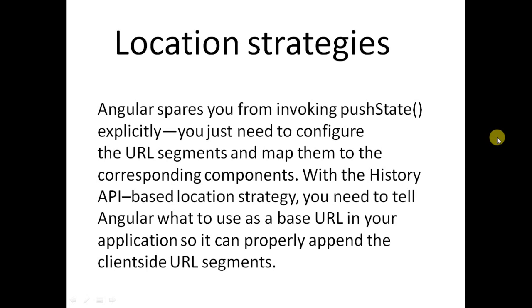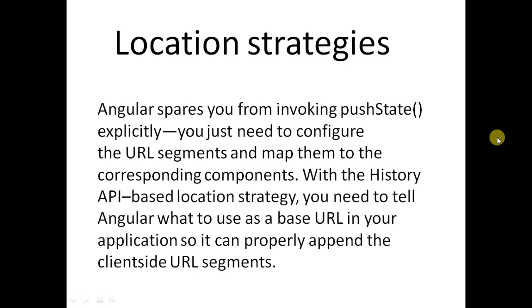Angular offers two location strategies for implementing client-side navigation. Hash location strategy: a hash sign is added to the URL, and the URL segment after the hash uniquely identifies the route to be used as a web page fragment. This strategy works with all browsers, including the old ones. Path location strategy: this history API-based strategy is supported only in browsers that support HTML5. This is the default location strategy in Angular.